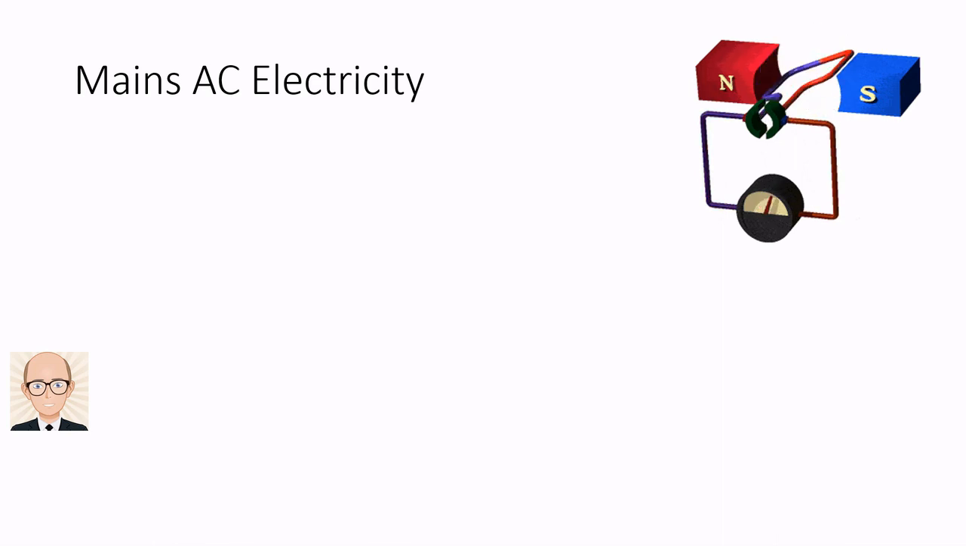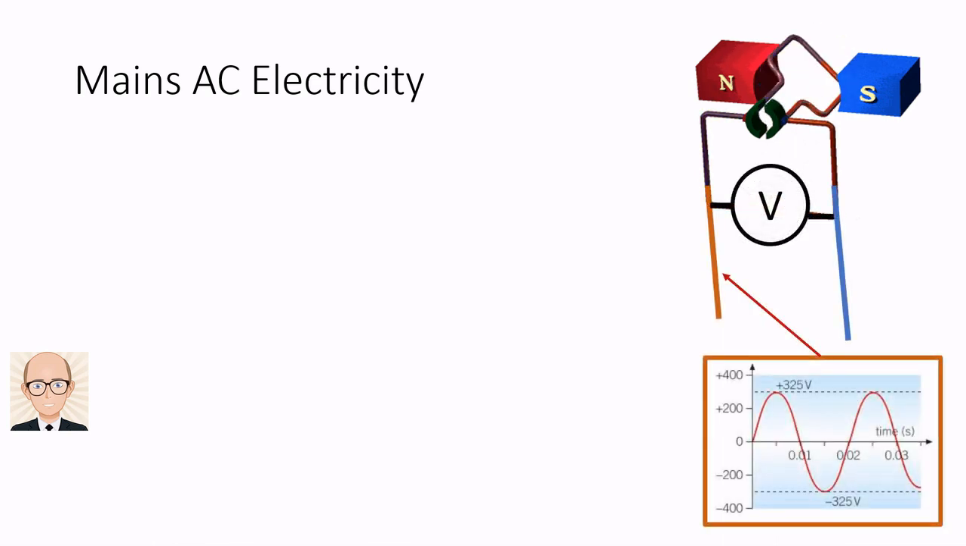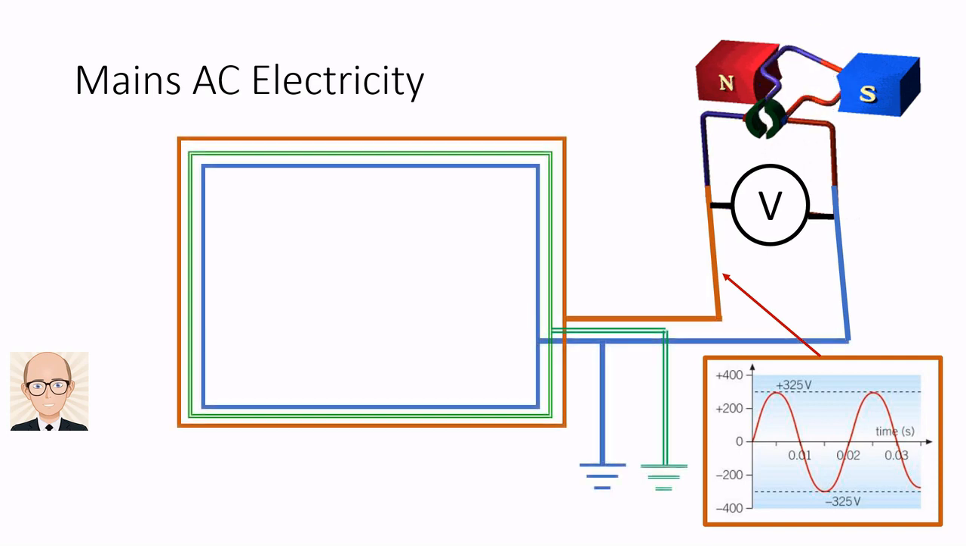You can see the voltmeter needle in the diagram here, moving backwards and forwards as the potential difference switches from having a positive value to a negative one. You can see from the graph of potential difference over time how the potential difference varies from positive 325 volts all the way over to negative 325 volts in the UK. This alternating potential difference between the two wires is then led to homes via the national grid.